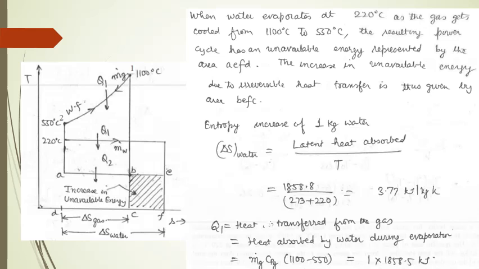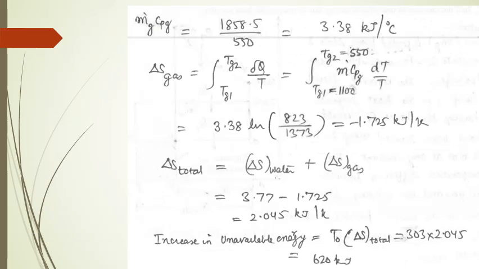Now Q1 is the heat transferred from the gas, and it is also equal to the heat absorbed by water during evaporation. So that is equal to mg dot Cpg into temperature difference, which is 1100 minus 550. And since it is also equal to heat absorbed by the water during evaporation, that is latent heat, it is also equal to 1 into 1858.5 kilojoule. So mg dot Cpg is equal to 3.38 kilojoule per degree Celsius.